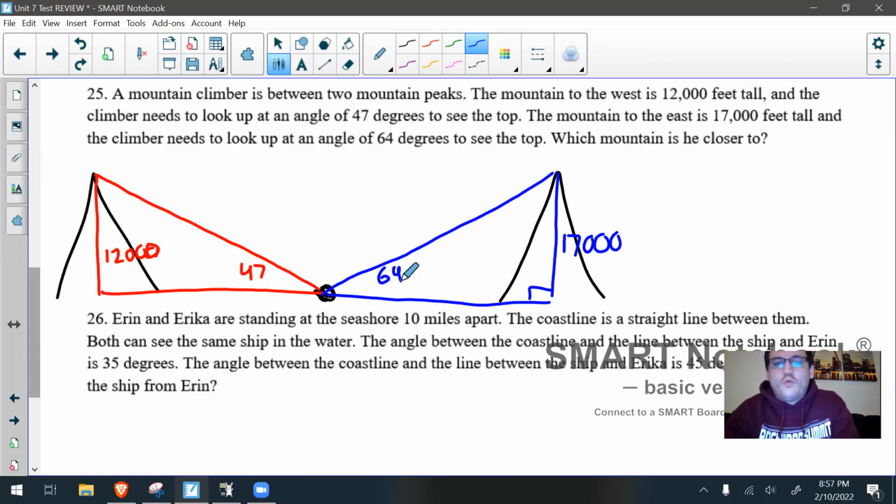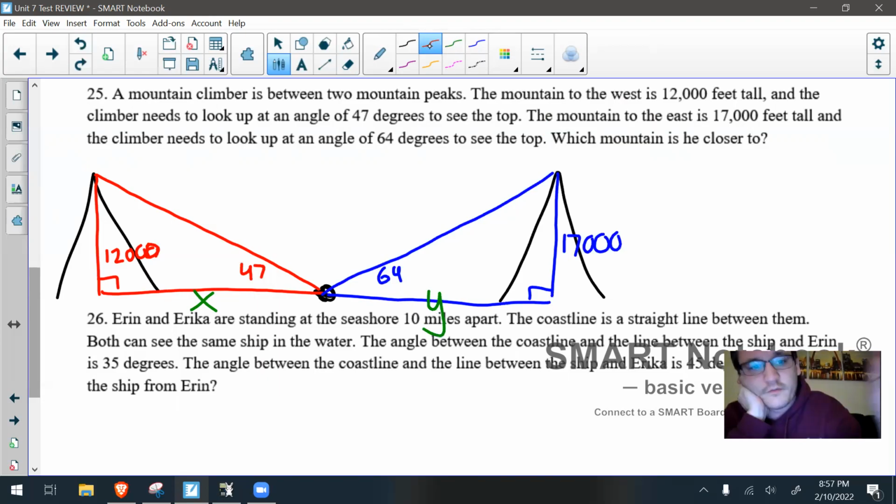All right, so we're not talking about the hypotenuse. We're not talking about his eye to the top of the mountain. We're talking about how far away he is from the base of the mountain. Let's say the center of the mountain. I don't know how wide these mountains are, whatever. So what we need to do is figure out x and figure out y.